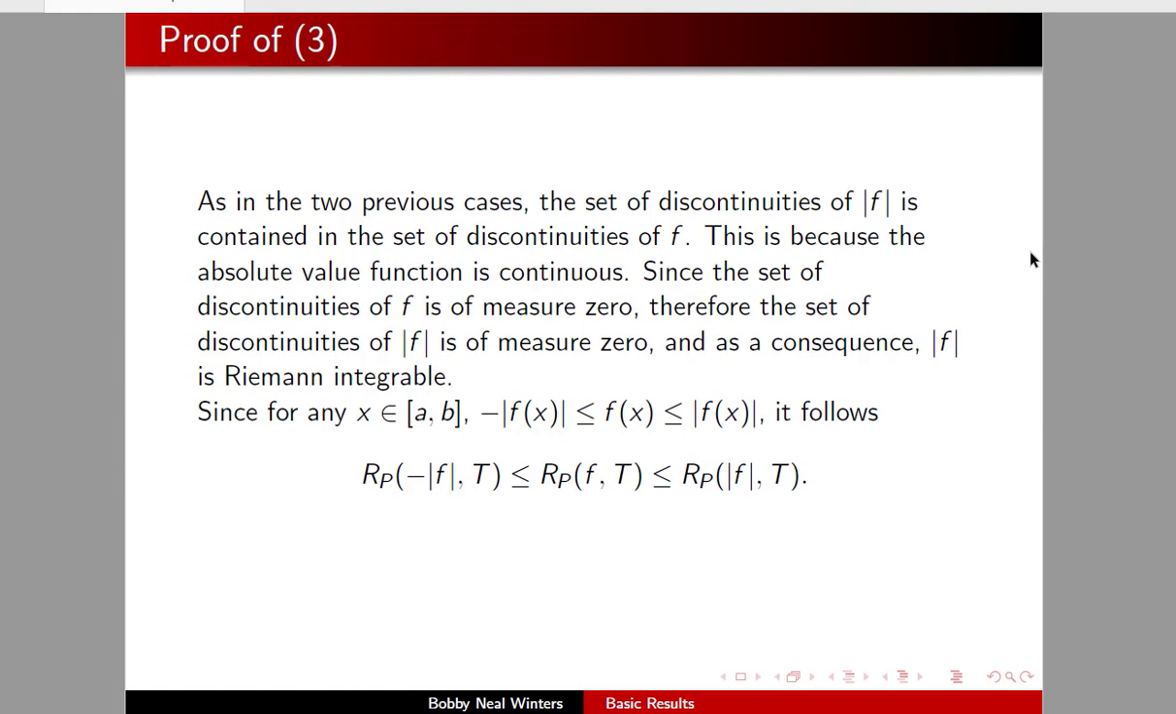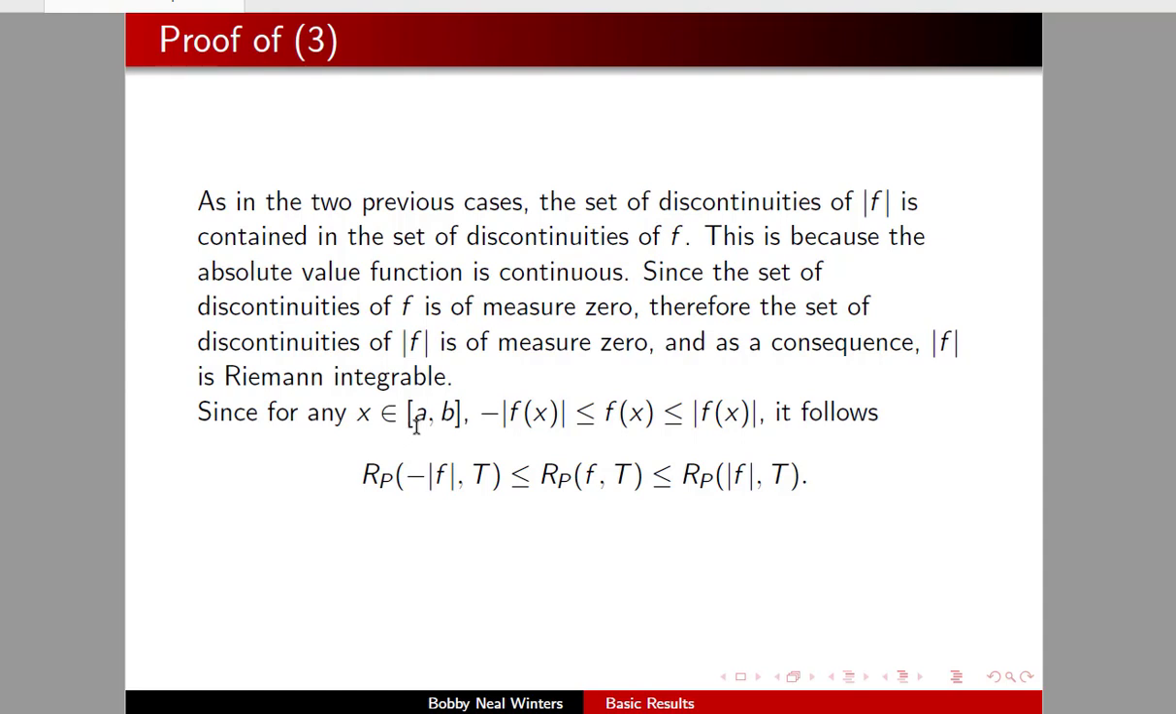As in the previous two cases, the set of discontinuities of the absolute value of f is contained in the set of discontinuities of f. This is because the absolute value function is continuous. Since the set of discontinuities of f is of measure 0, therefore the set of discontinuities of the absolute value of f is of measure 0. As a consequence, the absolute value of f is Riemann integrable.